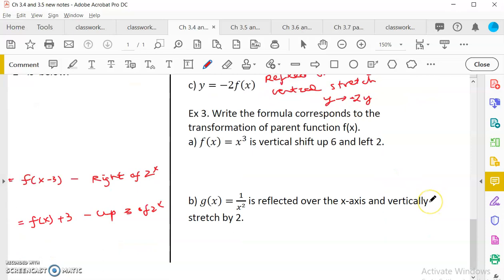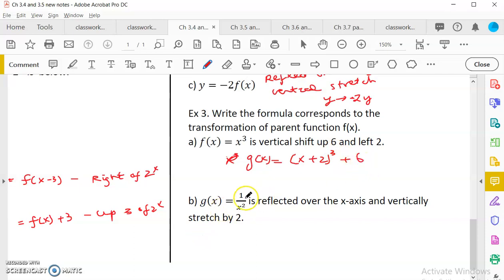Okay, so just like before, we want to write a formula. If it is x cubed and I shift up 6 and left 2, do you know how to do it? So up is outside, so it would be x cubed plus 6, but left 2, I have to change the inside. The new function g of x is equal to, left is adding 2, it's cubed, and then up 6, right, up outside.